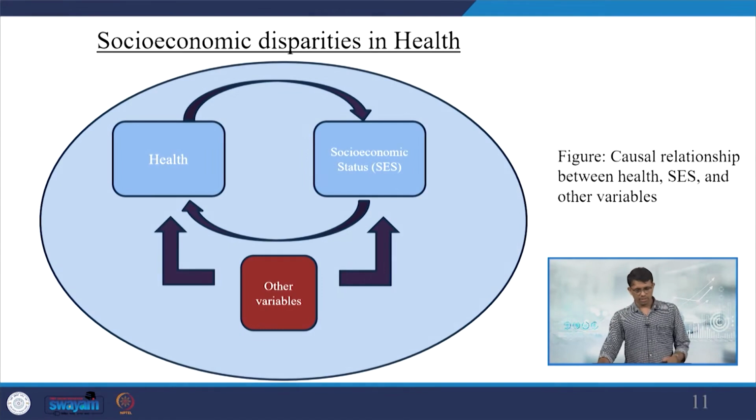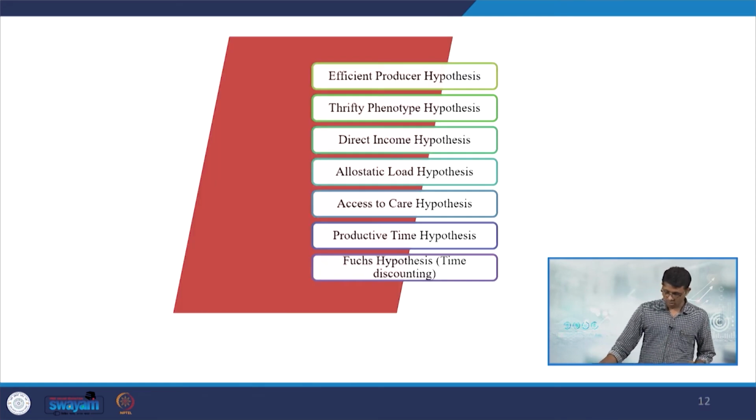So, the disparities are actually discussed in terms of income, in terms of education, etc. In the Grossman model, we found that health and socio-economic status are very relevant. They have a causal relationship. Yes, other factors are also affecting these two as well. Now we are discussing all those explanations of socio-economic disparities and healthcare implications through different hypotheses.